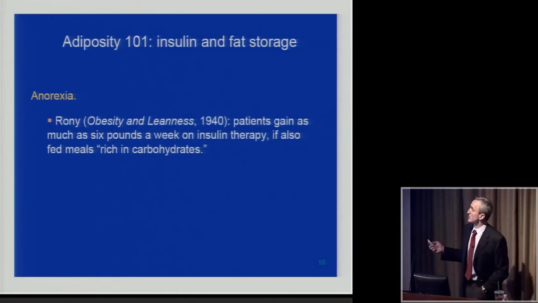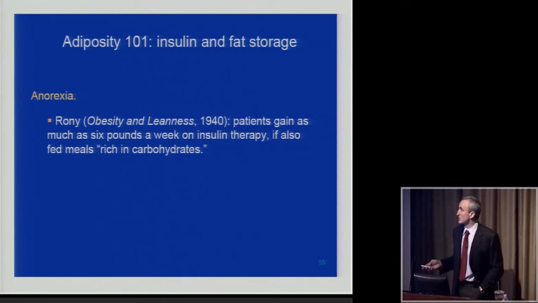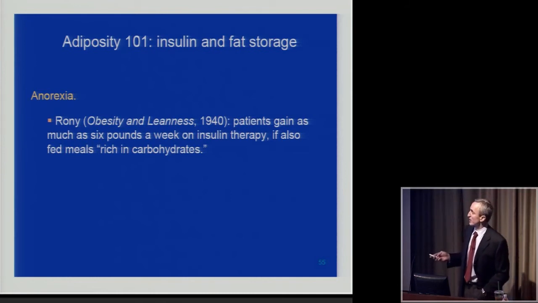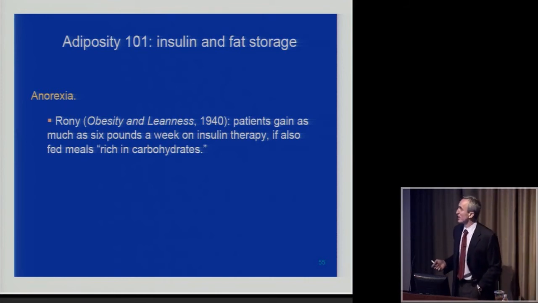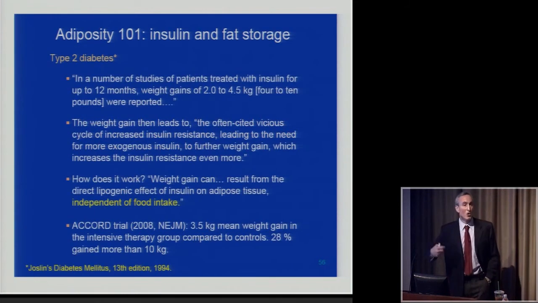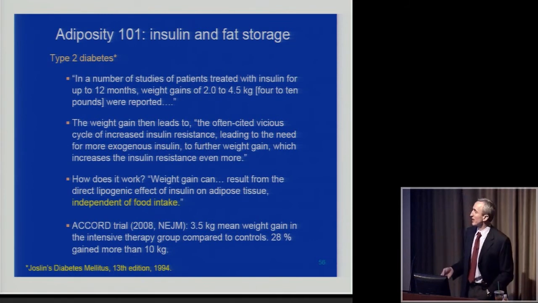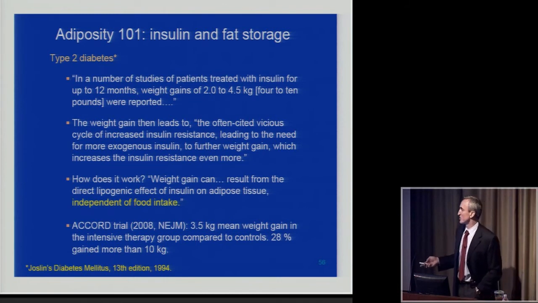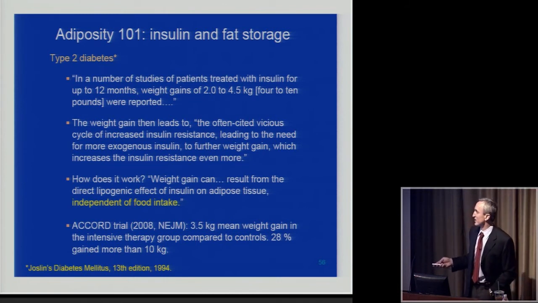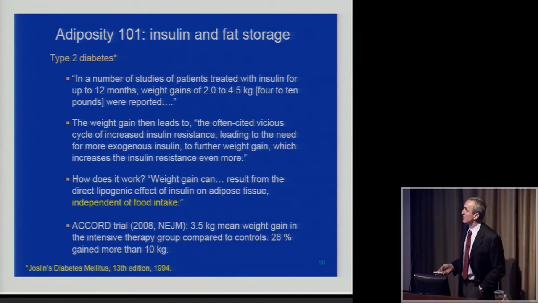Back in the 1920s and 1930s, after the discovery of insulin, researchers used it to treat anorexics. Hugo Rony, a Northwestern University endocrinologist, in his textbook Obesity and Leanness, reported that patients gain as much as 6 pounds a week on insulin therapy if also fed meals, quote, rich in carbohydrates. Type 2 diabetics will gain fat when you give them insulin therapy. They'll get fatter. That's been shown in virtually every study, like the ACCORD study, which was published in the New England Journal of Medicine a year and a half ago. The patients gained on average almost 10 pounds in the intensive therapy group compared to controls, and 28% gained more than 20 pounds.